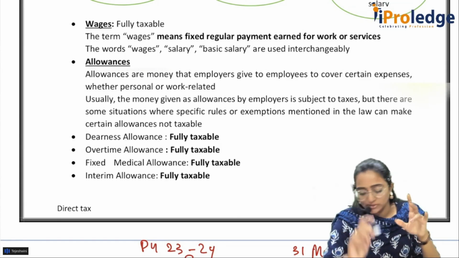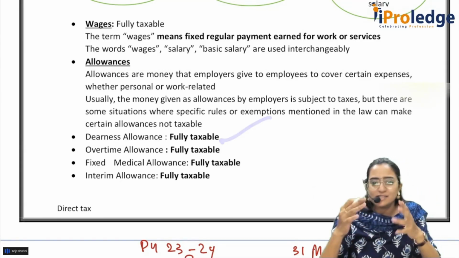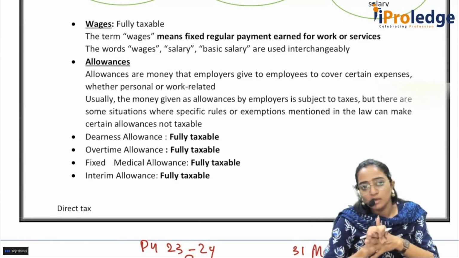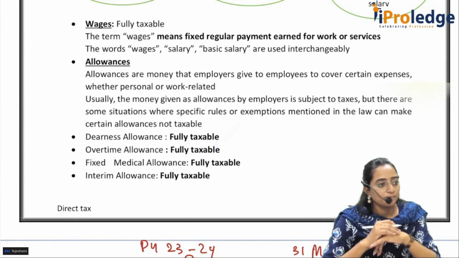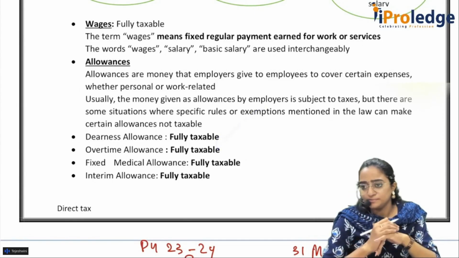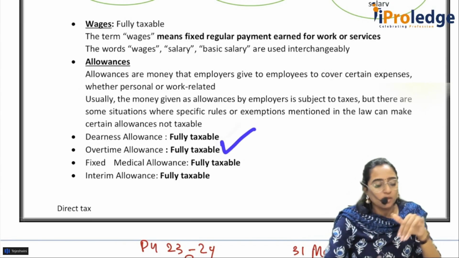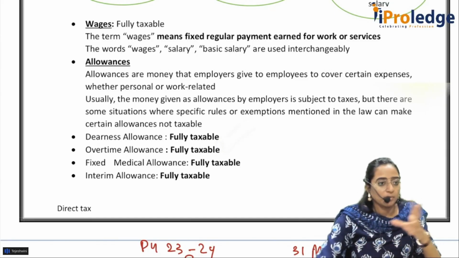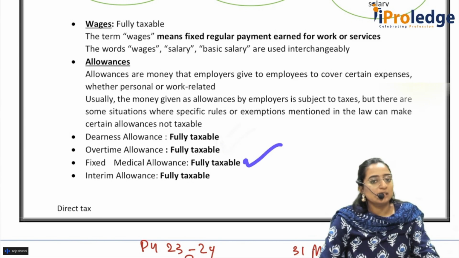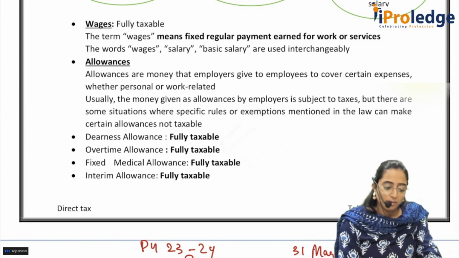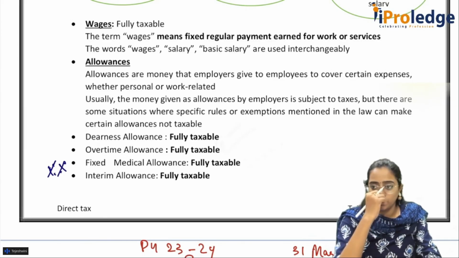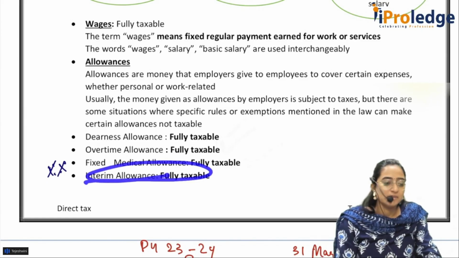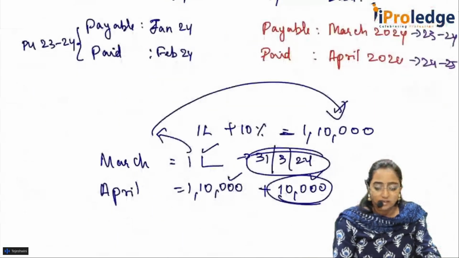Allowances are of many types. First of all, DNS allowance. Remember, DNS allowance is a component name given, and the money is given in a fixed amount. That is what an allowance is. DNS allowance is going to be fully taxable. Overtime allowance, fully taxable. You are working overtime, you are getting overtime allowance. Fixed medical allowance, fully taxable. Remember, this point is going to be absolutely important. Next, interim allowance, fully taxable.